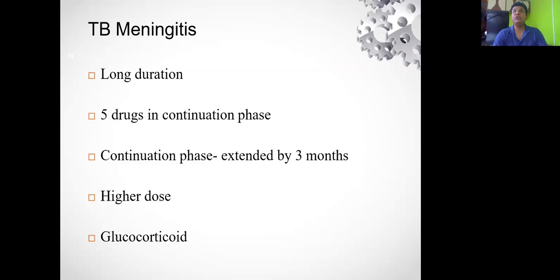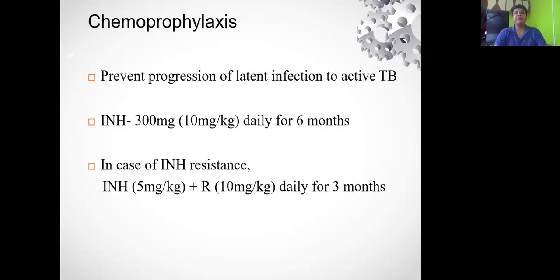Then apart from that, if you look into the chemoprophylaxis of tuberculosis, chemoprophylaxis is used to prevent the progression of a latent infection to active tuberculosis. In chemoprophylaxis, we have primary chemoprophylaxis and secondary chemoprophylaxis. In primary chemoprophylaxis, we give INH 300 milligrams, that is 10 milligrams per kg daily for 6 months. And this is to prevent latent infection from progressing to active pulmonary tuberculosis.